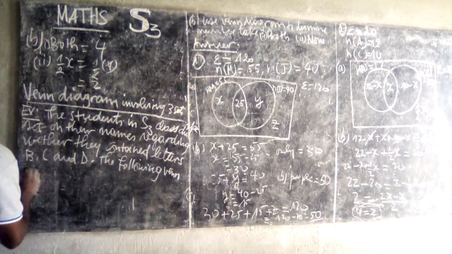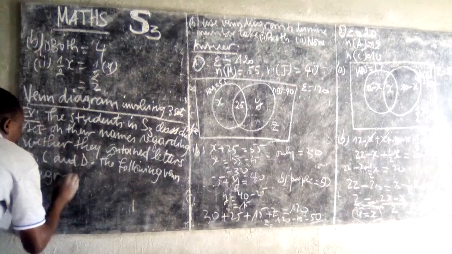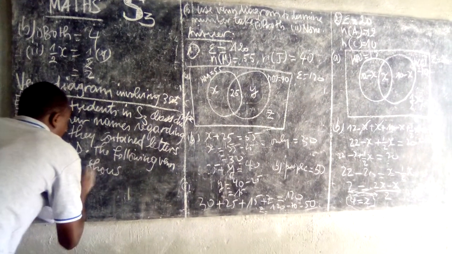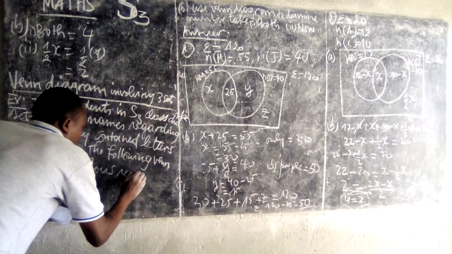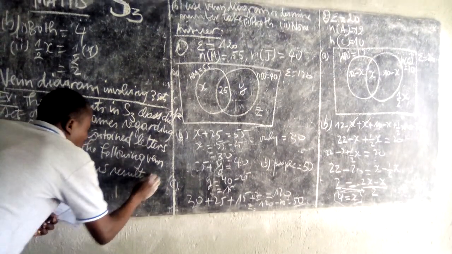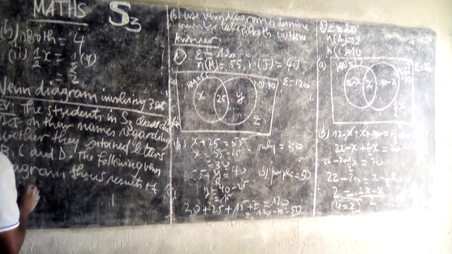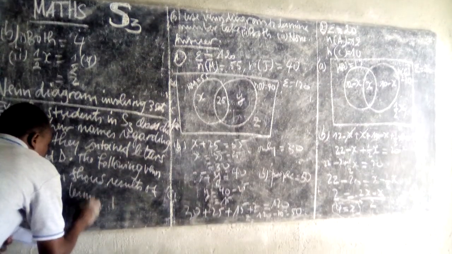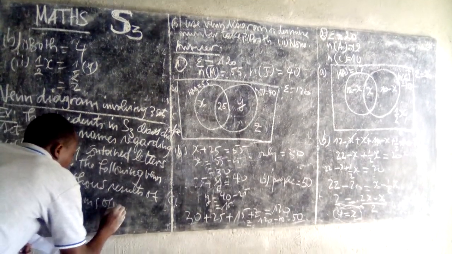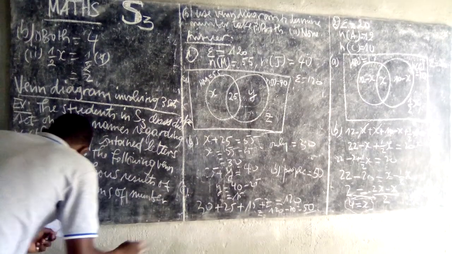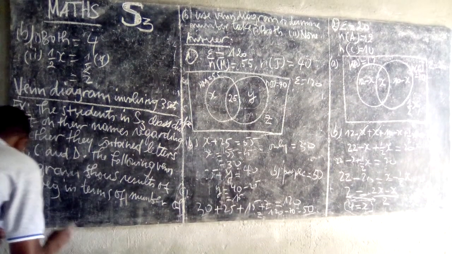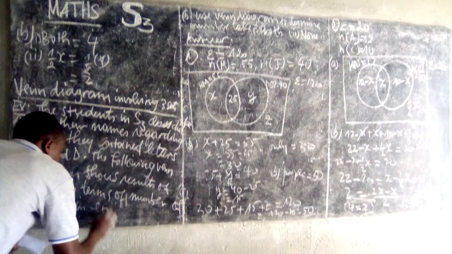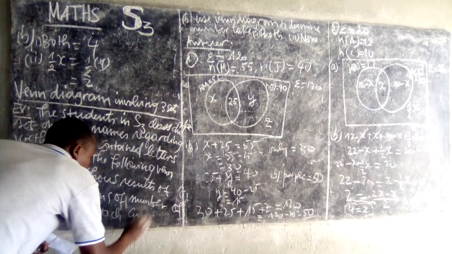The following Venn diagram shows the result of the survey in terms of the number of names in each category.